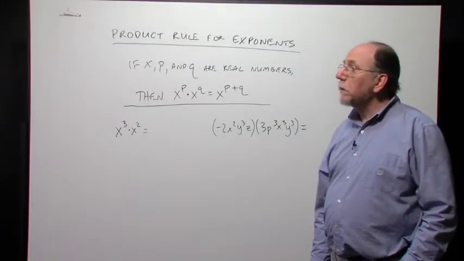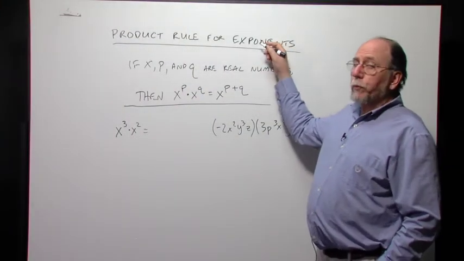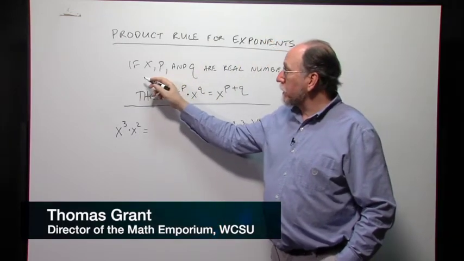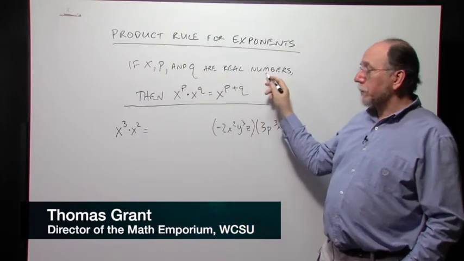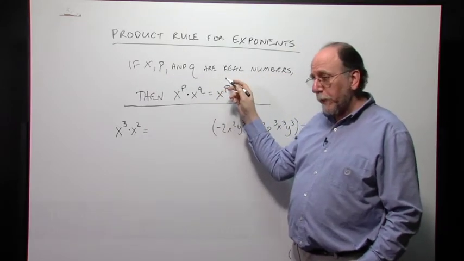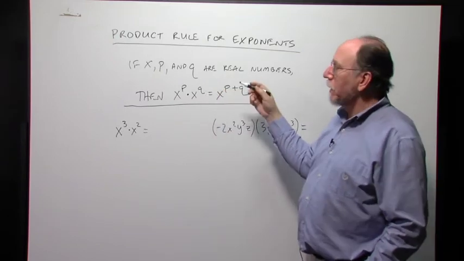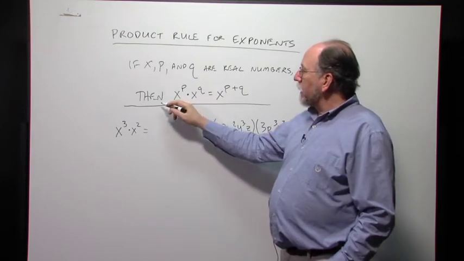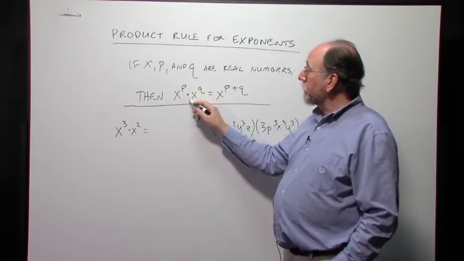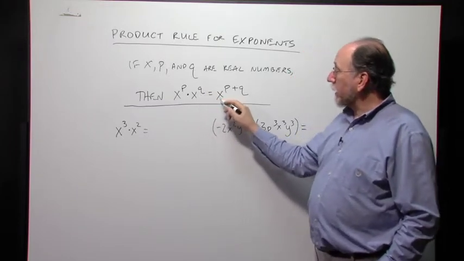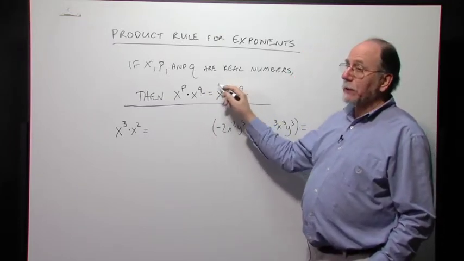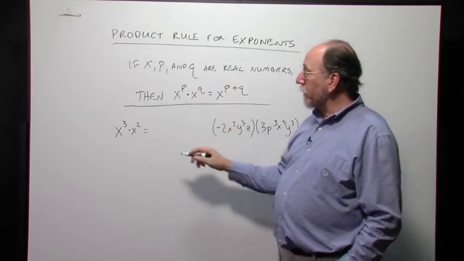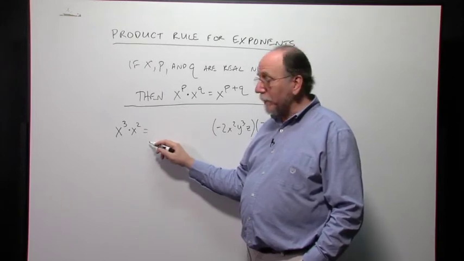So now we're going to go over some examples for the product rule for exponents. I'll remind you that it reads this way. If x, p, and q are all real numbers, I know the book says positive integers and then later it says negative integers. They can be real numbers actually, p and q. Then x to the p power times x to the q power is x to the p plus q power. We add those exponents in order to multiply these powers. Okay? Let me give you an example of why that is real quick first.